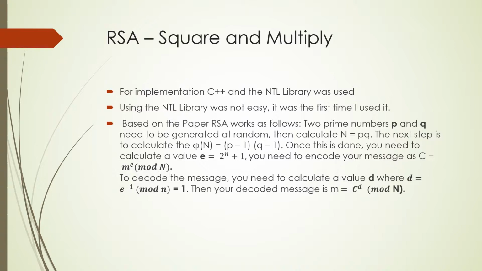And then to decode your message, you calculate your value of D, which is e to the minus 1 modular N, and then you decode your message as M is equal to your encoded value C to the power of your private key D modular N. I also learned that it takes time to complete these calculations, mainly because the numbers are huge. And the bigger they are, the longer it takes.